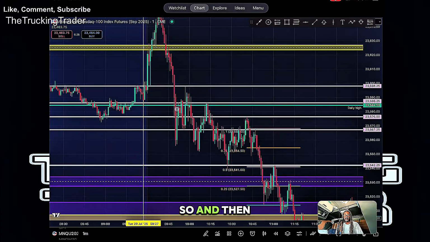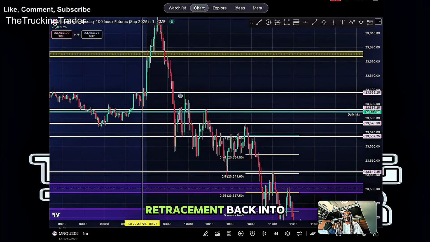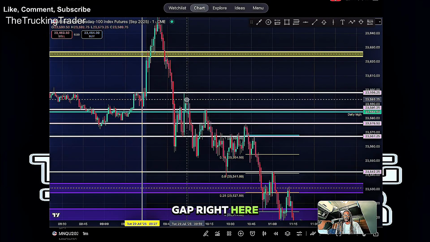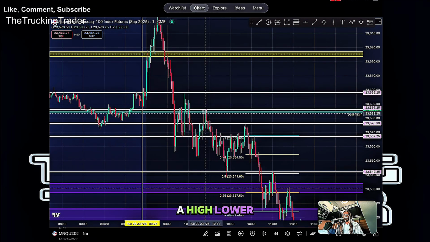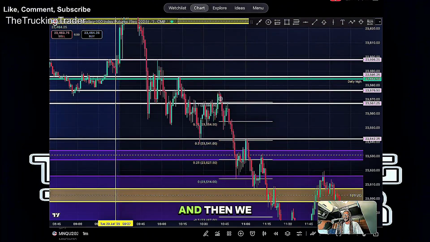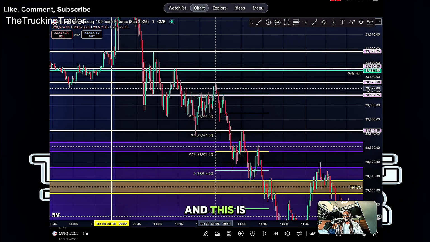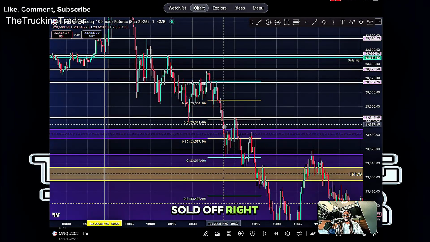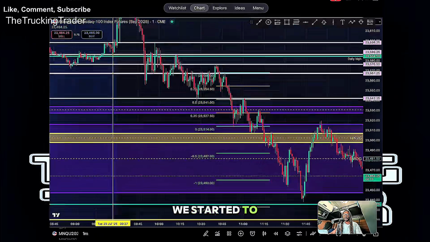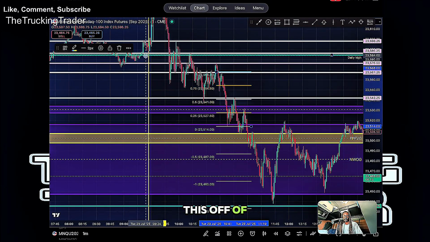So, and then right here, we had a bit of a retracement back into this fair value gap right here. And then notice how we started to make lower highs. So we made a high, lower high, then lower high. And then we sold off again right here. And this is all before 11 a.m. So when we sold off right here, we started to, let me remove this off of my chart.